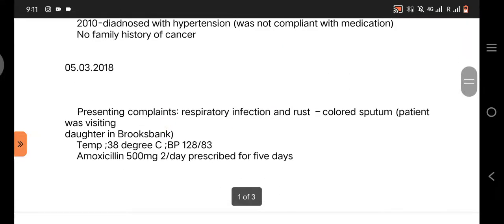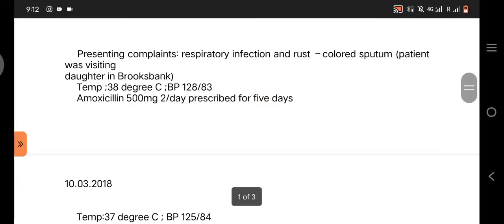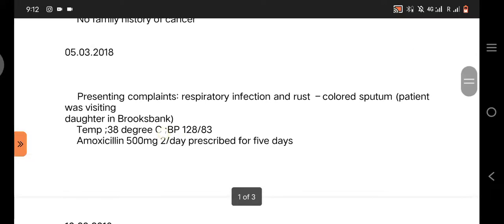On 5th 3rd 2018, this patient presented with respiratory infection and rust colored sputum, right? Patient was just visiting the hospital because his daughter is in Brooksbank. On assessment, the vital signs are given. Patient was prescribed amoxicillin for 5 days. That was the management done on 5th.